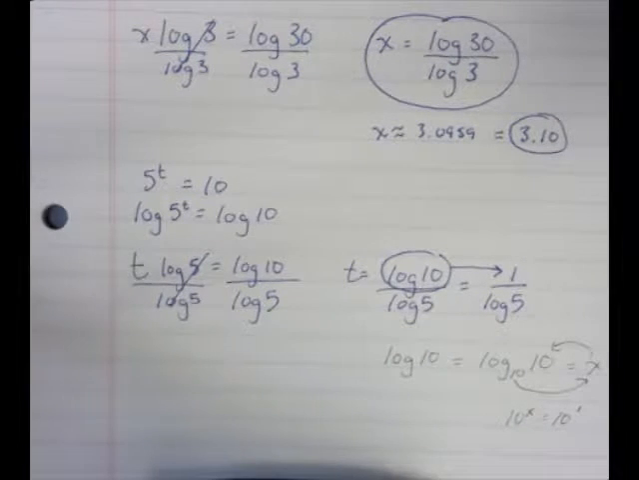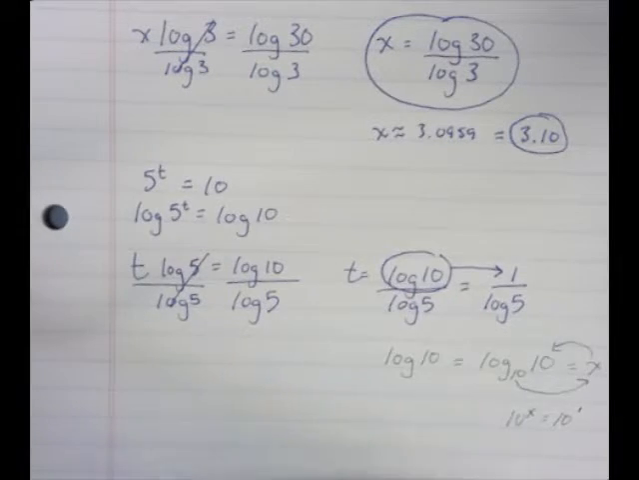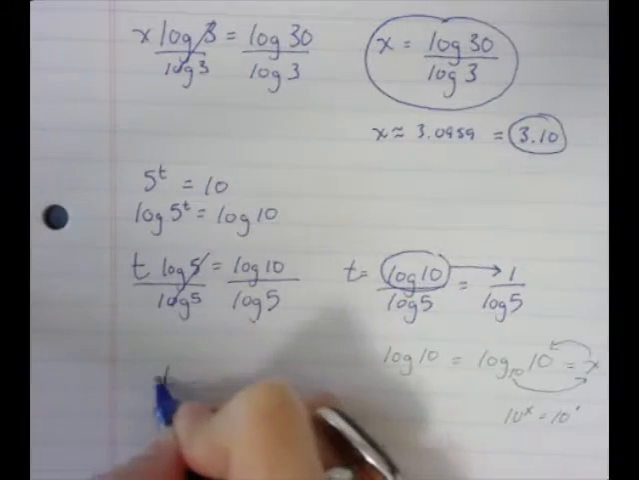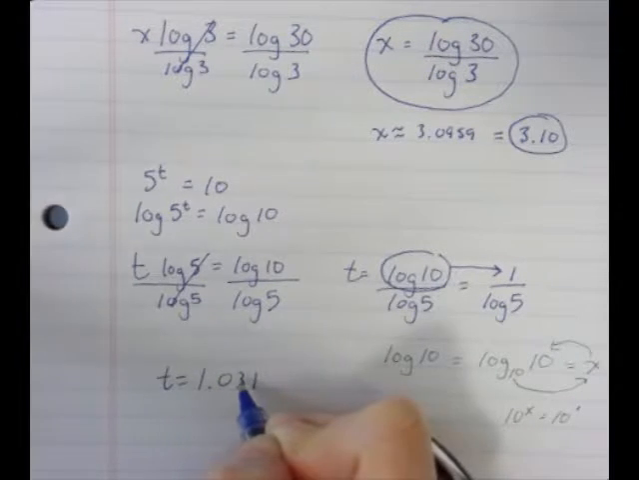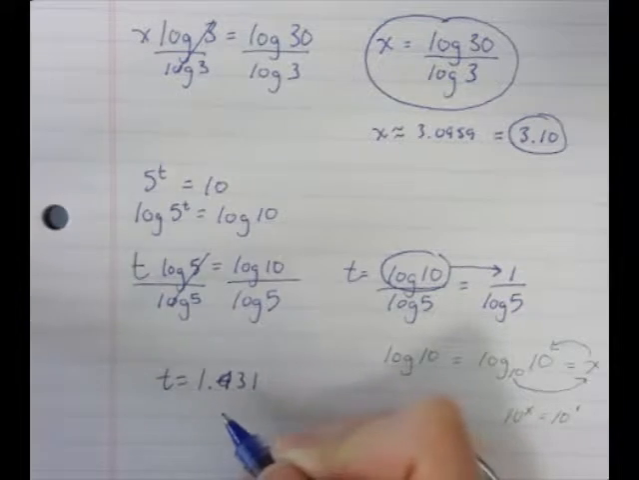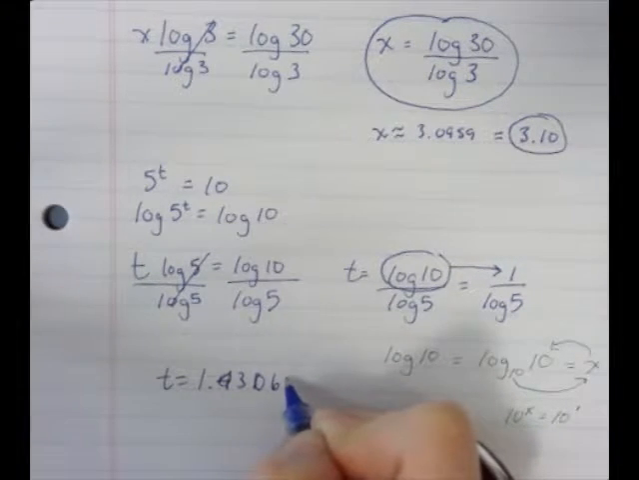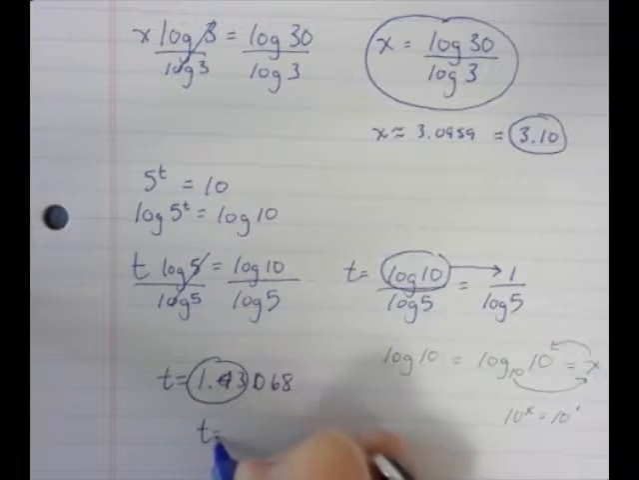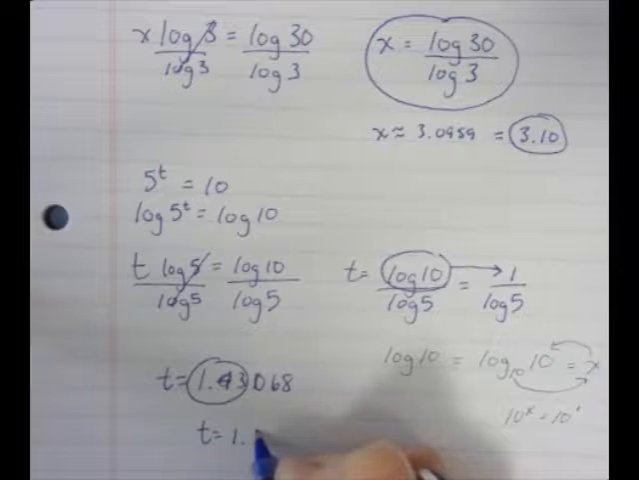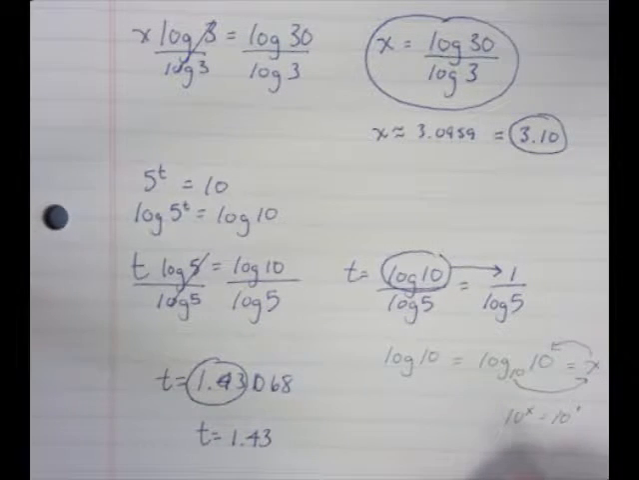So if you put that in, either one of these is acceptable, and then when I go through and put this in my calculator as 1 divided by log 5, I get 1.43068. And to 3 significant digits, t is equal to 1.43. And that's how we turn these into equations that we can actually solve.